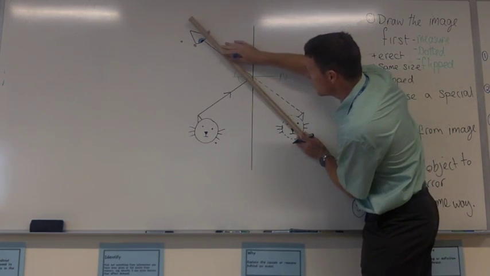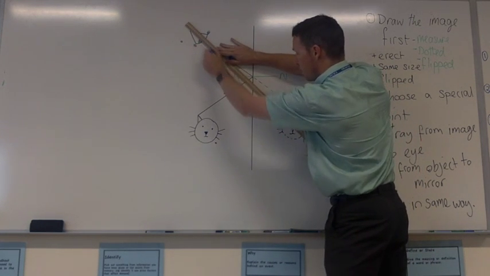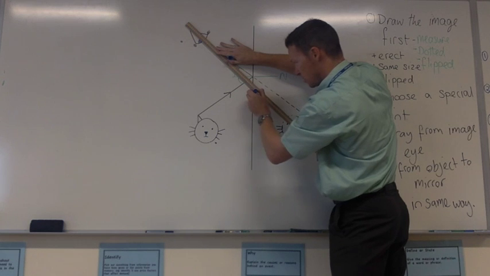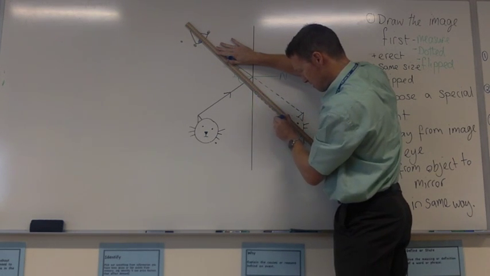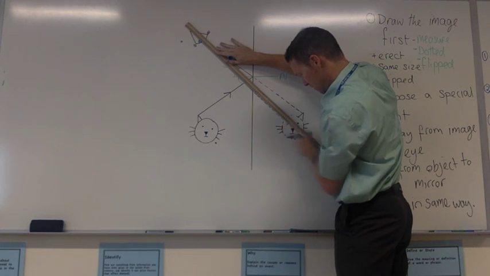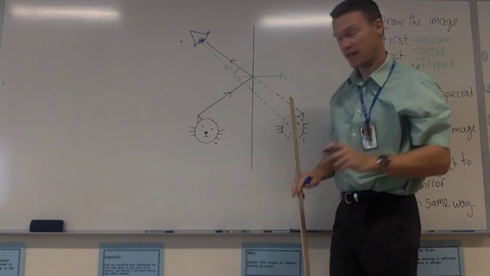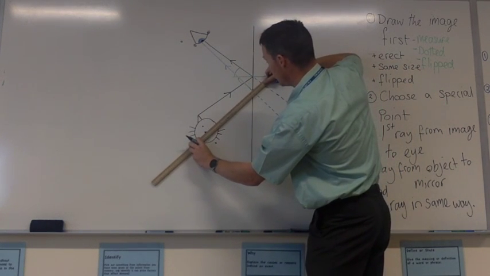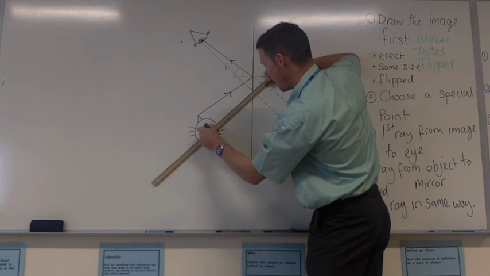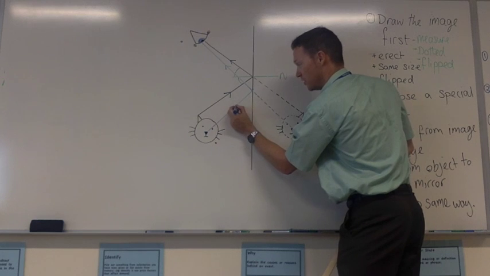There's the cat's nose, to the eye, to the nose. Draw my line, the real line, the dotted line for the imaginary image that's behind the mirror. Goes all the way down. Put on our arrows showing the direction. Next step is to go from the object, the cat, his real nose to the mirror, and a nice line going on there, and I put the direction on there as well.